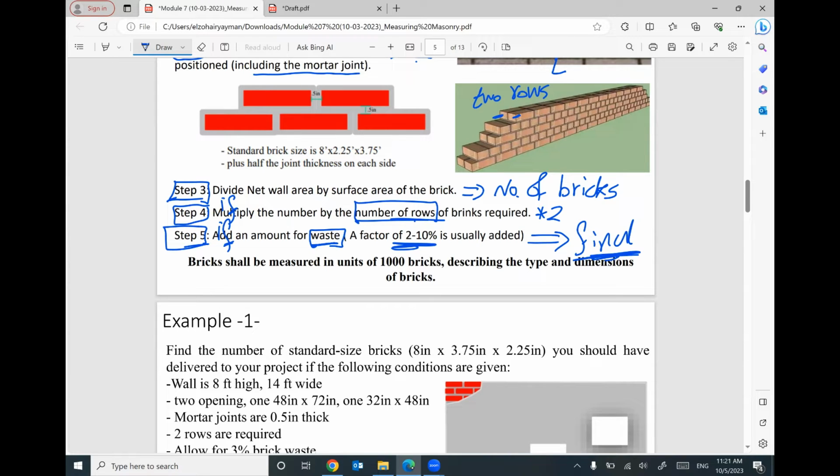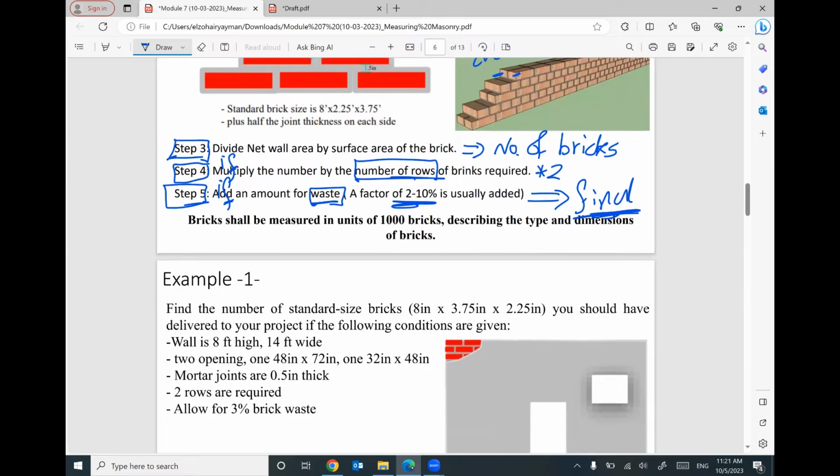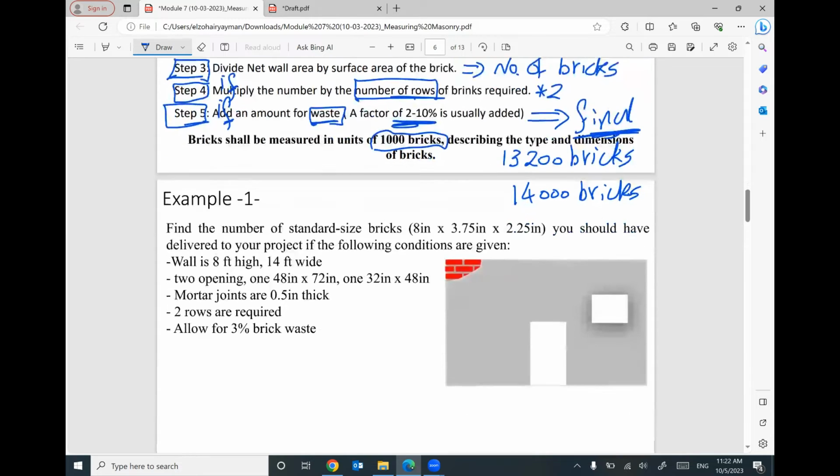This number must be integer, and sometimes we can round up this number to thousands of bricks. If you have a number, for example, 13,200 bricks, I will round up this number to 14,000 bricks. Sometimes. If your brick is ordered in unit price, I will order 1 brick equal $1. So I need to be careful about this number because the number will cost you more.